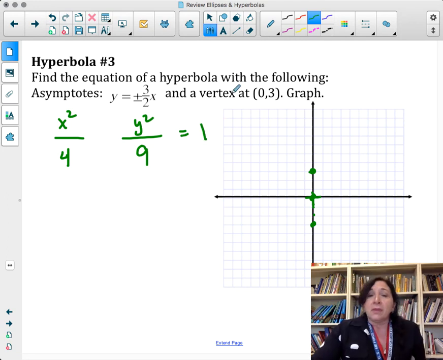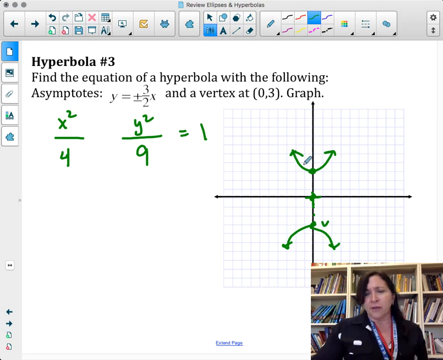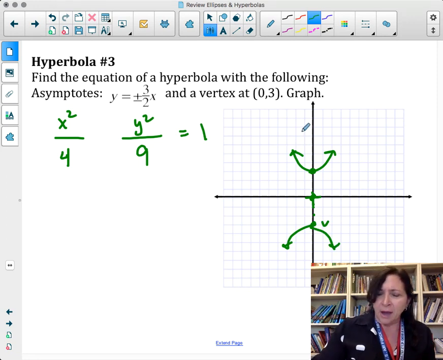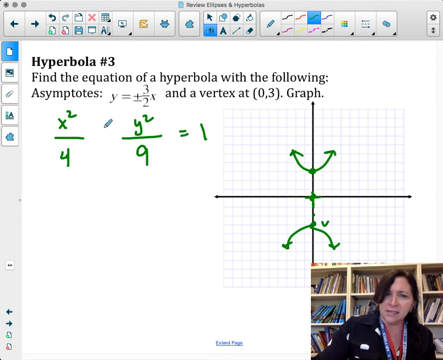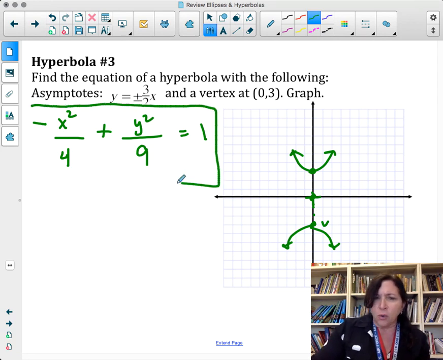Now, because my vertex is on the y-axis, that is telling me that this is going like this. Vertex, that's a vertex, so it's going like this. It also tells me that because my hyperbolas are on my y-axis, my y coordinate is positive, which means that my x coordinate must be negative.